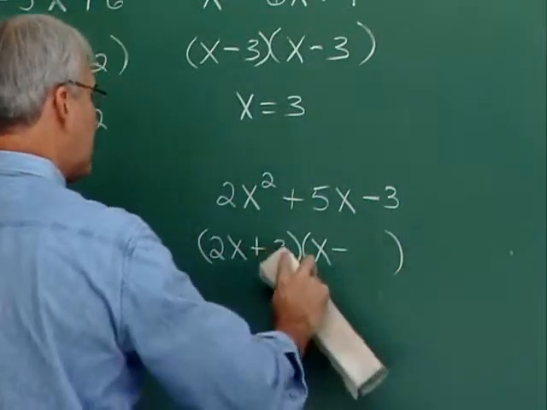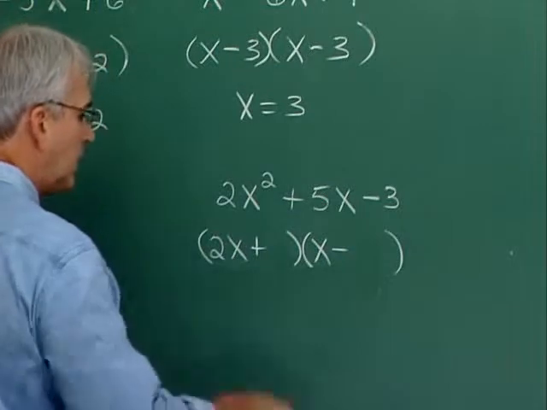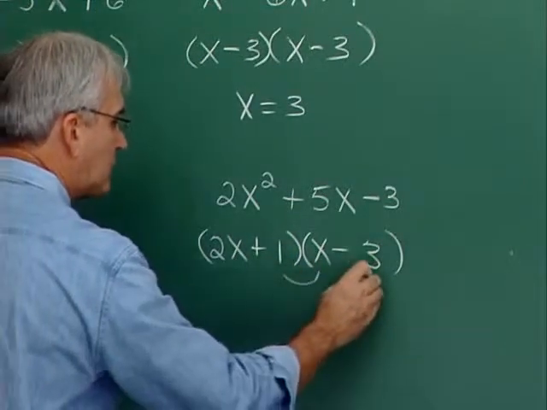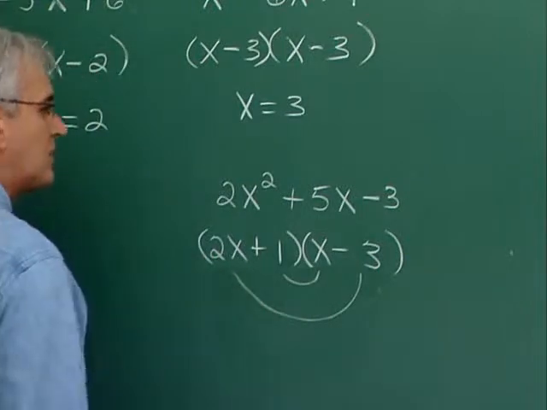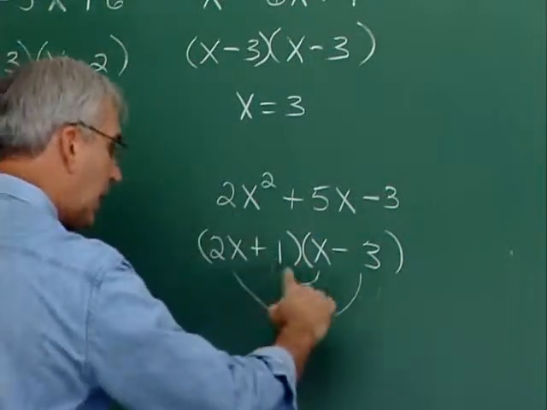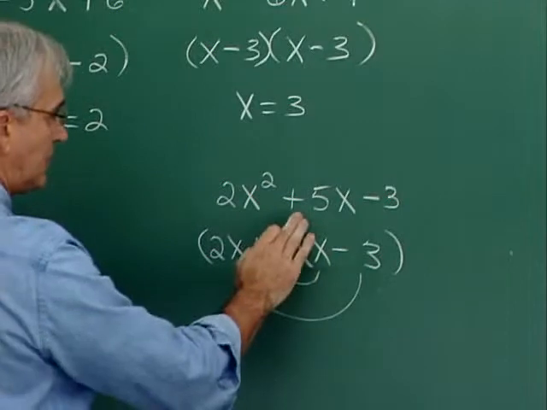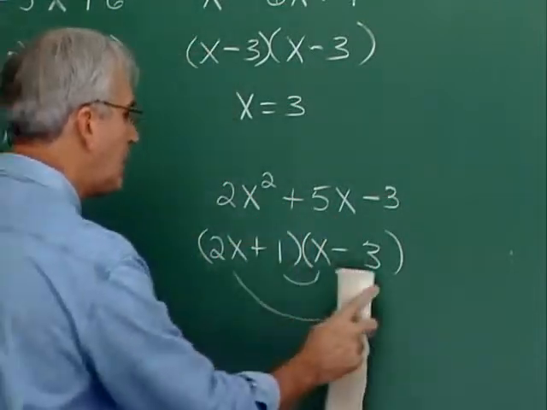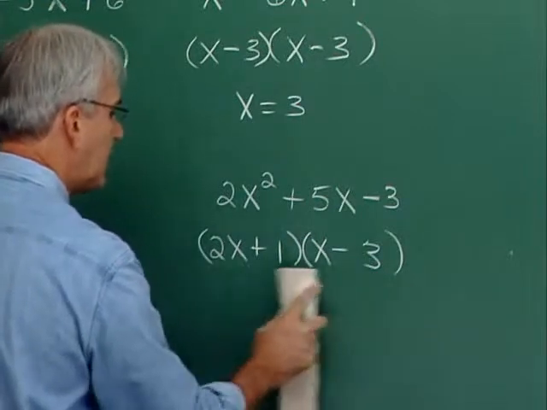Let's swap the 3 and the 1. Let's put the 1 here and the 3 here and see what happens. We have 1x minus 3 times 2 is minus 6x. Minus 6 plus 1 would be negative 5x. Is this negative 5x? No, we have a difference in sign. So all we need to do is swap the signs and we should be okay.